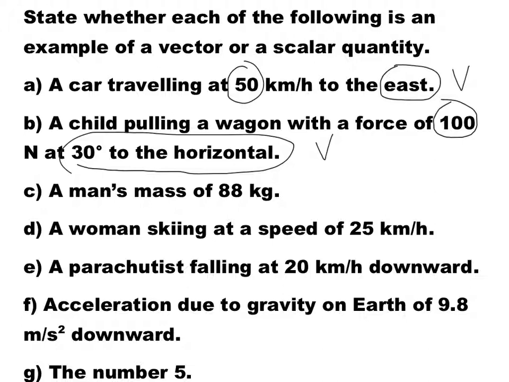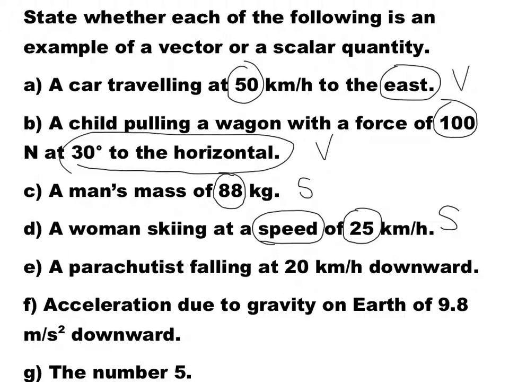The next one is a man's mass of 88 kilograms. We do have the magnitude, but we don't have any direction. So this means that this is just a scalar. A woman skiing at the speed of 25 kilometers per hour. We do have the magnitude, but no direction, so this is a scalar. We can also see that this one is a speed. Speed is the magnitude of velocity.